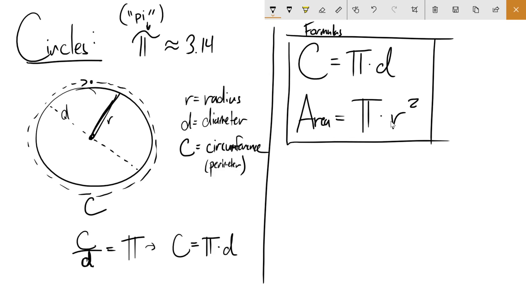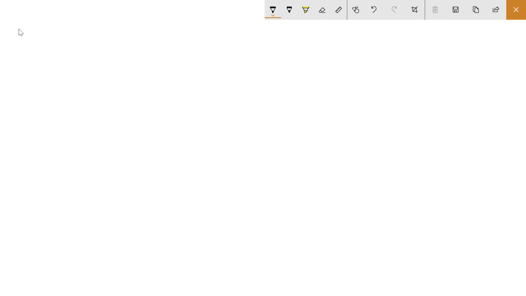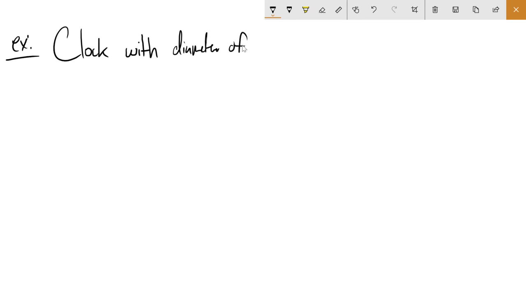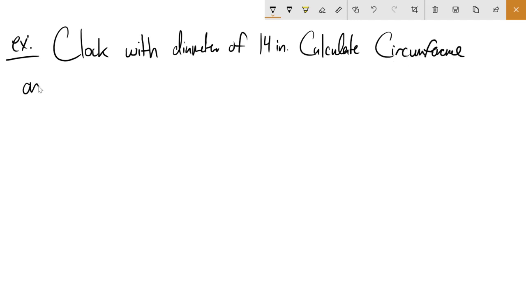So I'm going to give you an example of that. Okay, so let's say that we'll take the clock for example. So let's say that you have a clock with a diameter of, I don't know, that clock looks like it has a diameter of about, say, 14 inches. And I want you to calculate the circumference and the radius, and the area, sorry.